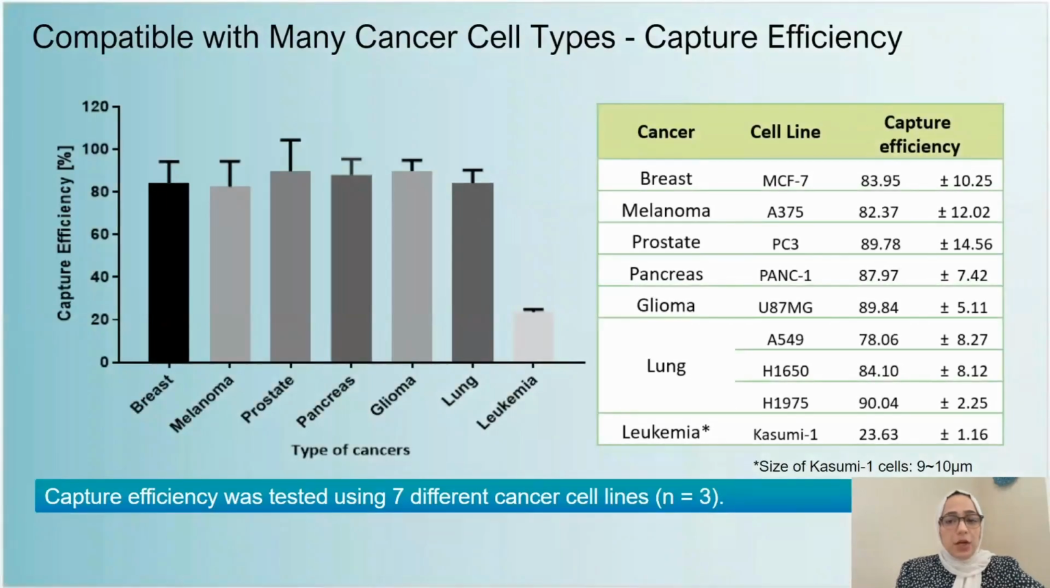As I mentioned earlier, the Genesis system isolates CTCs based on their physical properties. So it is basically size separation technology, right? We have shown in these cell line experiments that most cancer types, when they are in the range of 8 to 30, can be isolated with high efficiency, including breast, melanoma, prostate, pancreas, glioma, and lung.